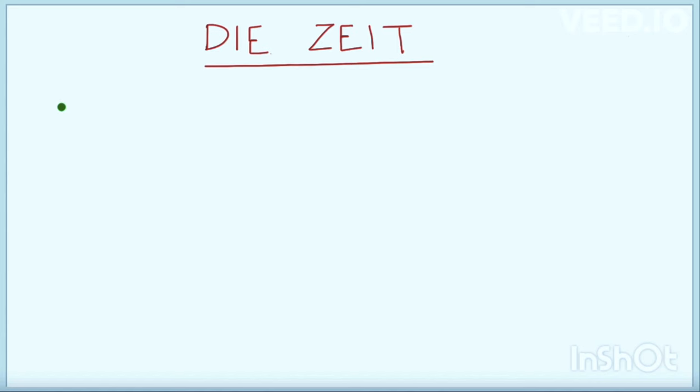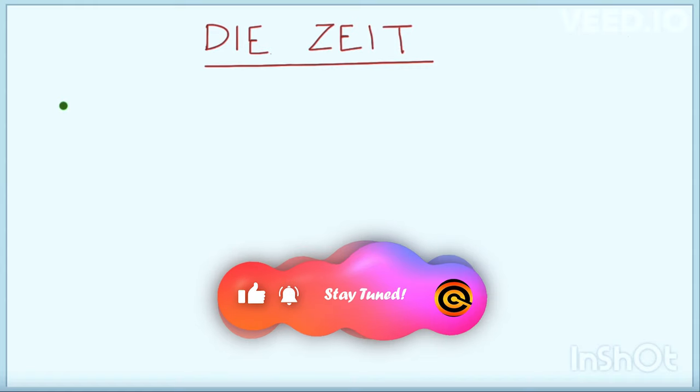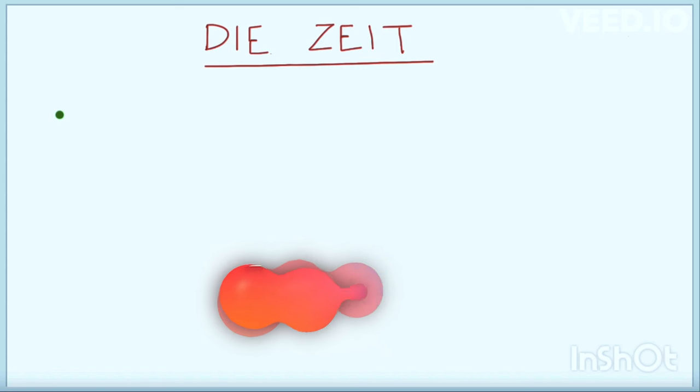Hence, it is important for language learners to be able to tell time in German. In my previous video, I covered the German number names, which serves as a crucial foundation for today's topic. If you're unsure about them, I recommend watching that video before proceeding. Before we begin, let's learn some basic vocabulary related to the concept of time.